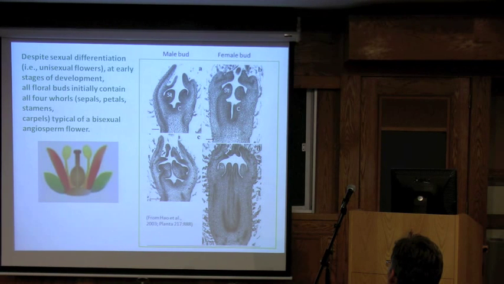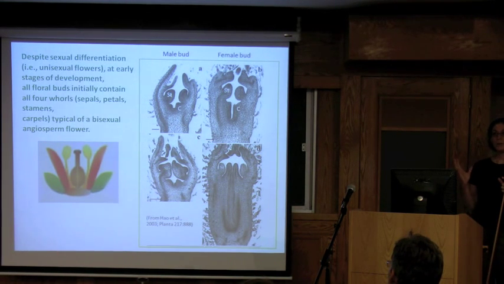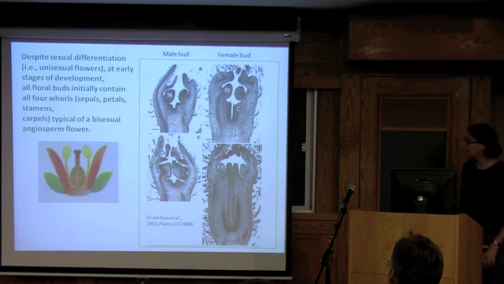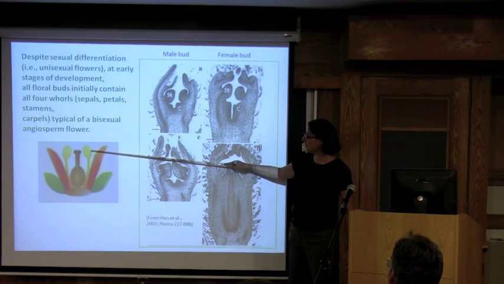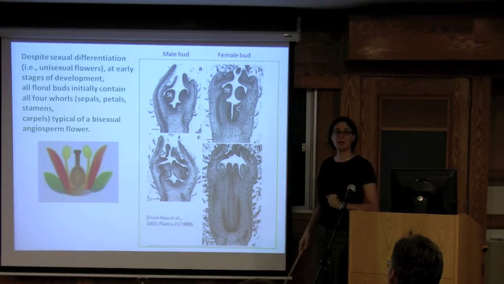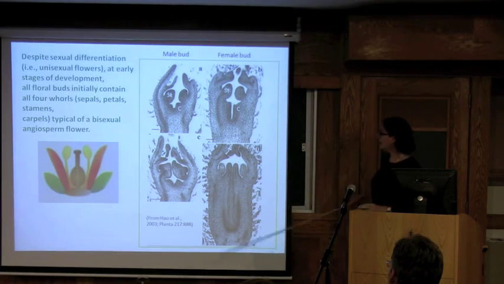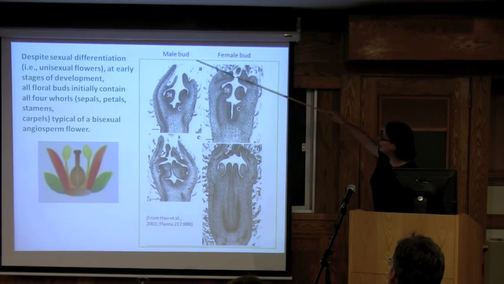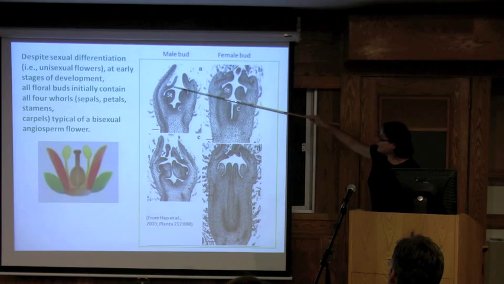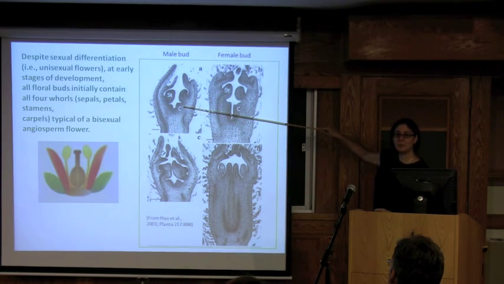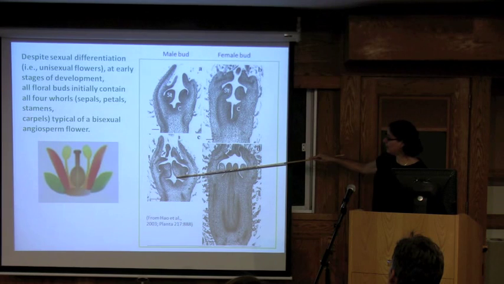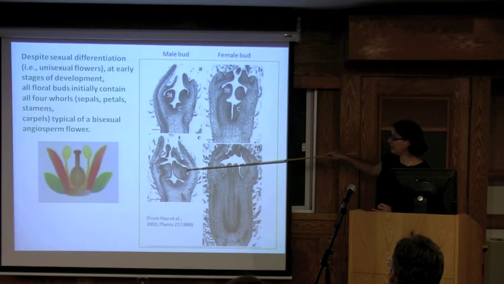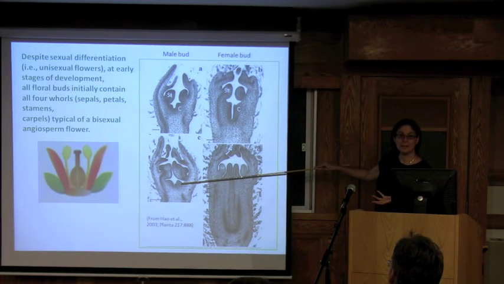So despite the fact that these plants can produce unisexual flowers, either only male or only female, at early stages of development, all four whorls typical of a bisexual flower will be initiated. So you'll have sepals and petals and stamen and carpel primordia all get initiated. Now this is from cucumber. If we look at male buds, we see the initiation of the stamen primordia and the very beginning of carpel primordia. But then as the flower develops, or the bud develops, we see growth and differentiation of the stamen primordia, but the carpel primordia don't really do anything.